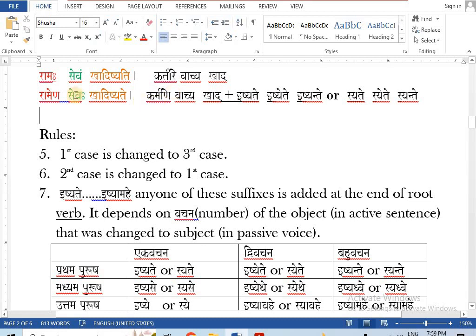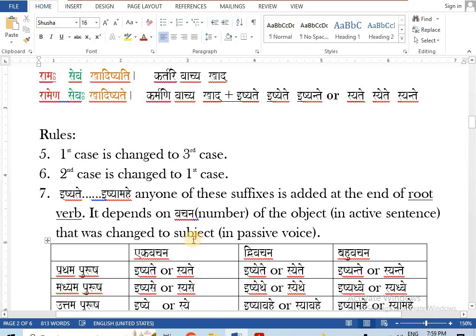Okay, so the meaning of this sentence will be like, Ram will eat an apple, and in passive voice, an apple, first case, an apple will be eaten, Khadishyate means will be eaten by Ram. Alright, rules same: first case to third case, second case to first case, and ishyate to ishyamaya.